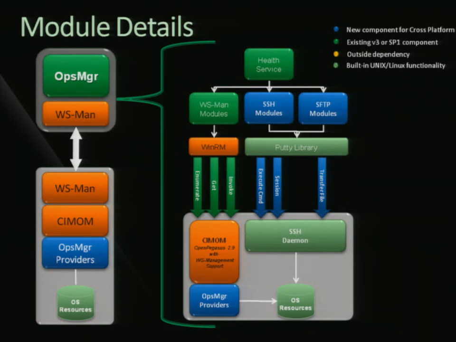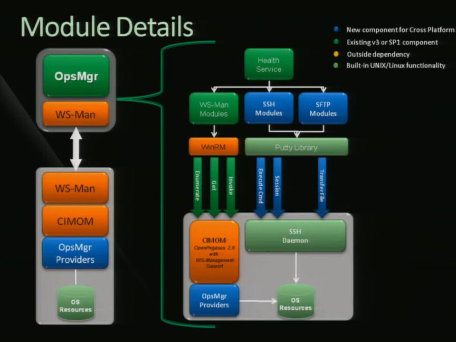So looking at how things flow. Up at the top, we've got the health service. That's the Operations Manager health service. No difference there. There's a WS-Management module that shipped with 2007 that allows us to use Windows Remote Management, which is the WS-Management implementation that's built into every version of Windows from 2003 on, as well as XP. We use that WinRM channel, the WS-Management channel, to do things like get instances, enumerate a group of instances, and invoke actions.